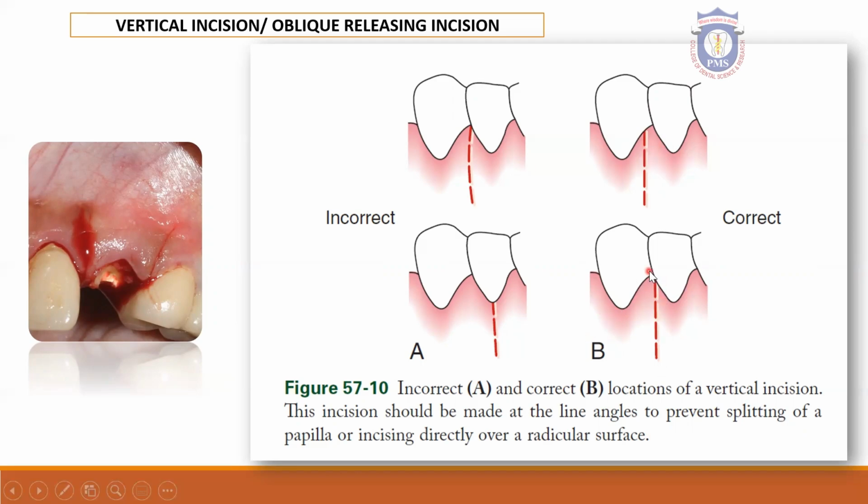So this is the rule. When you put a vertical incision, always put it in the line angle. Never put it exactly at the center of the root or at the center of the interdental papilla.